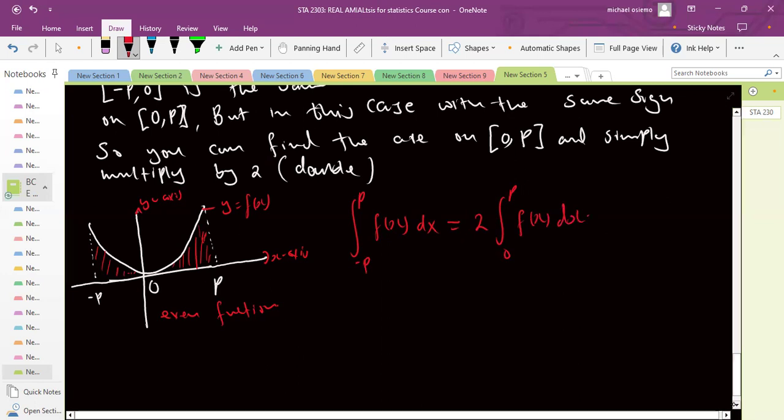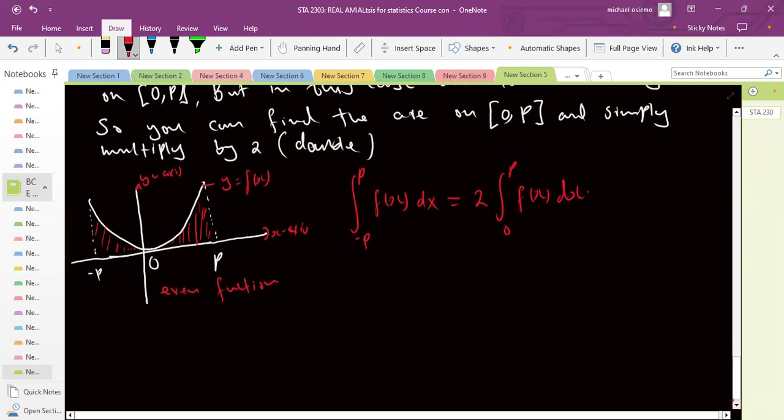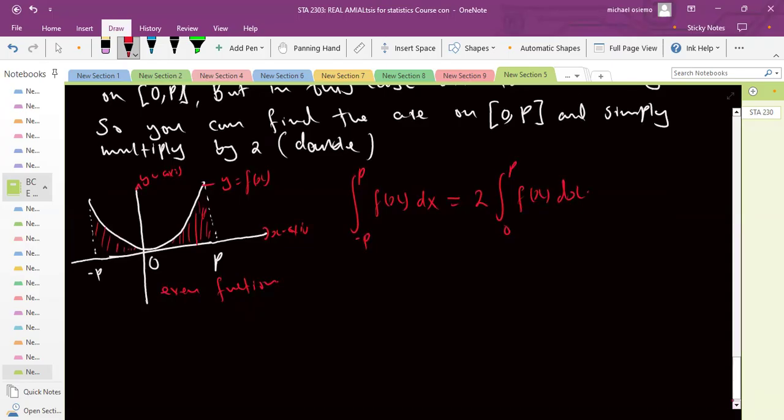Now, what happens when we go to an odd function? In the even function, you can see if the area of this one here is positive, then the other one is also going to be positive. If the area of this one is going to be negative, then this other one also is going to be negative. They are going to have the same sign. Remember, the graph does not necessarily have to look up. It can also look down, and still it's an even function.